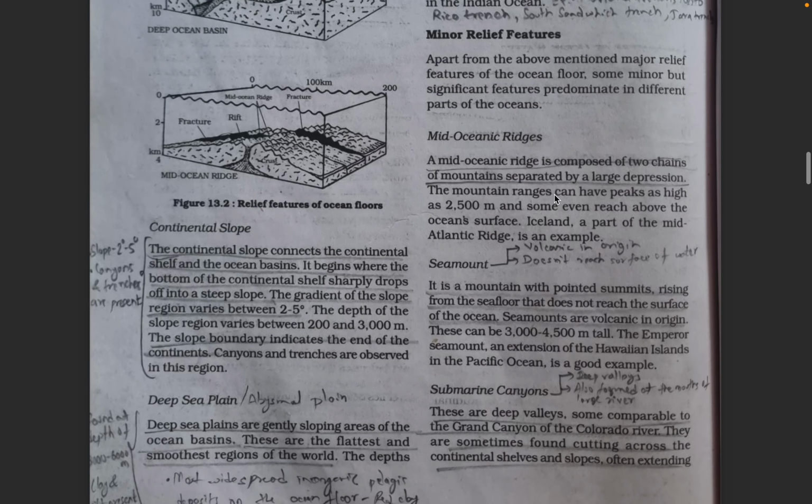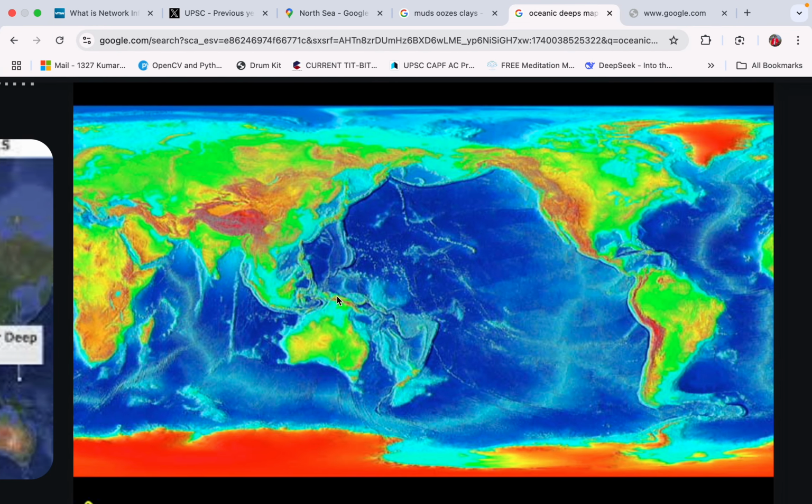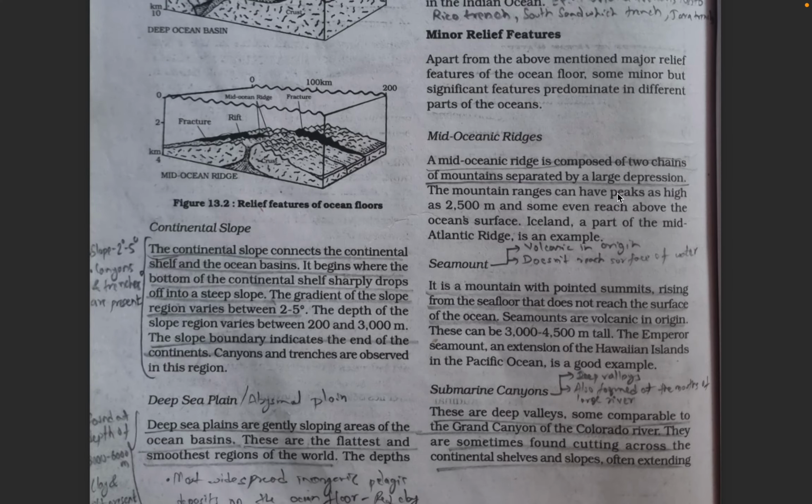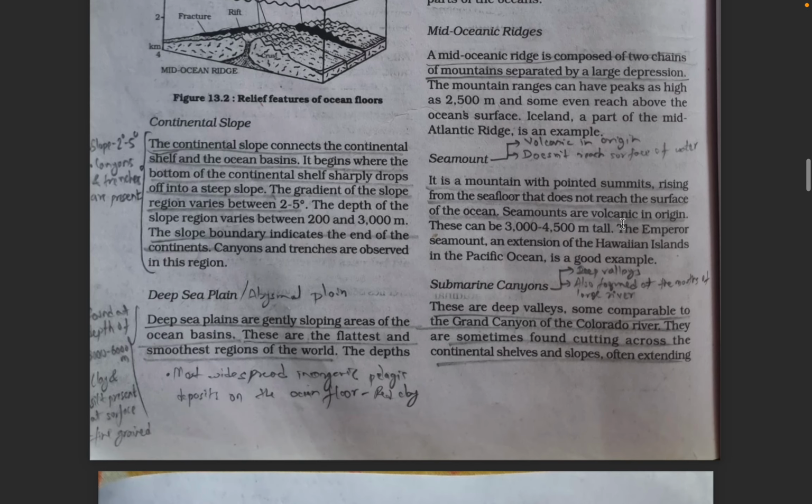So, moving ahead to minor relief features. Mid-oceanic regions are composed of two chains of mountains separated by a large depression. The mountain ranges can have peaks, so these are the underground mountains that we have already talked about. These mountains are the mid-oceanic regions that we already talked about, and have peaks as high as 2500 meters, and some even reach above the ocean. Iceland is part of the mid-oceanic regions.